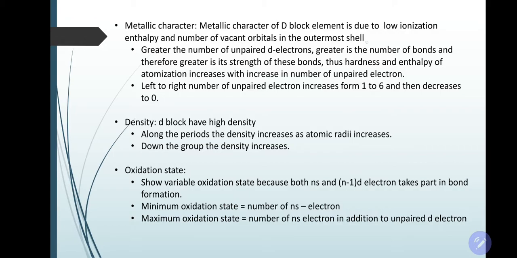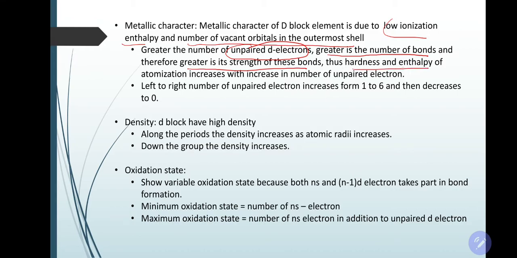Now the next thing is the metallic character. Metallic character of d block elements is due to low ionization enthalpy and the number of vacant d orbitals in the outermost shell. So it depends upon these two factors. Do remember, greater the number of unpaired electrons, greater is the number of bonds, and therefore greater is the strength of the bond.